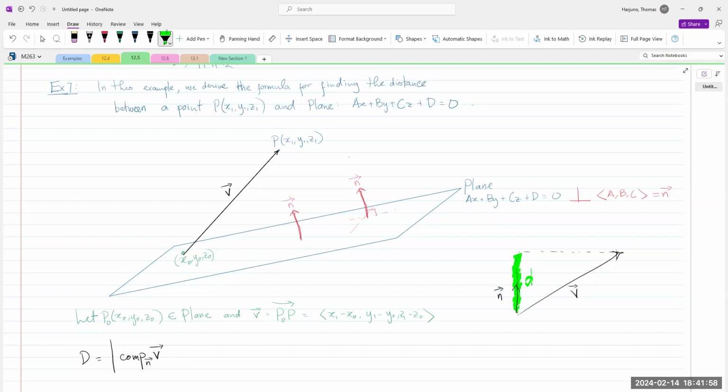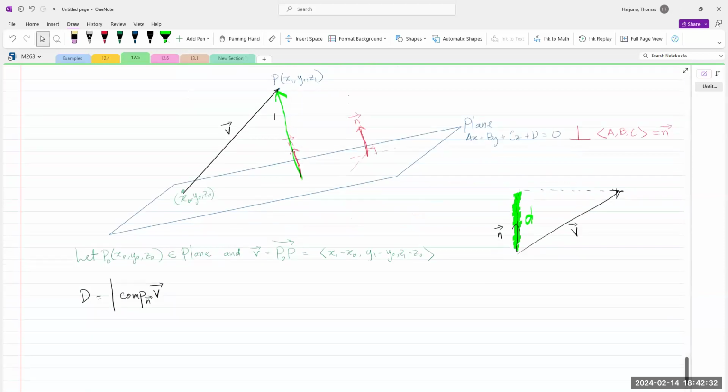Okay, so if I draw it like this here, notice that if you see that green as a vector, the green vector is parallel to n. And that green vector is basically the projection of v onto n. Now, since I just need the length, then we will talk about the component.